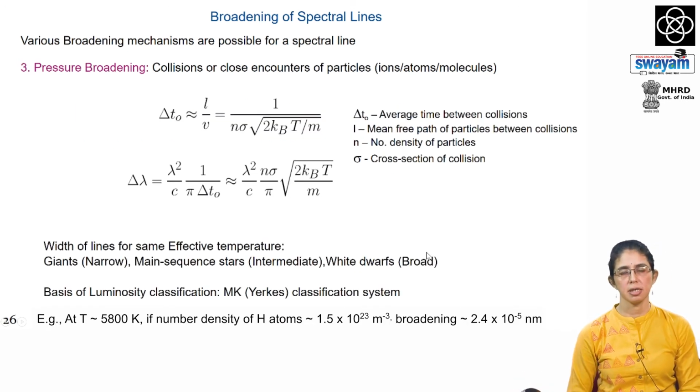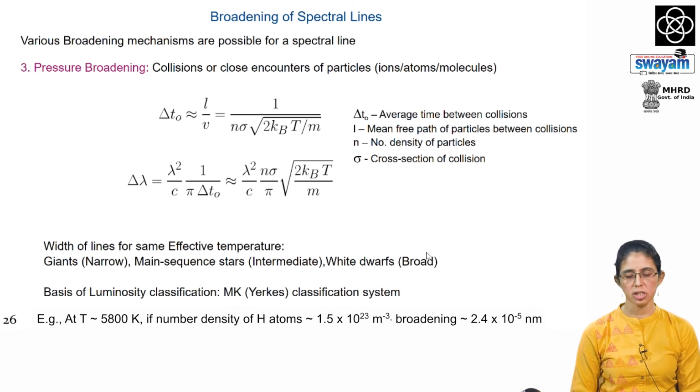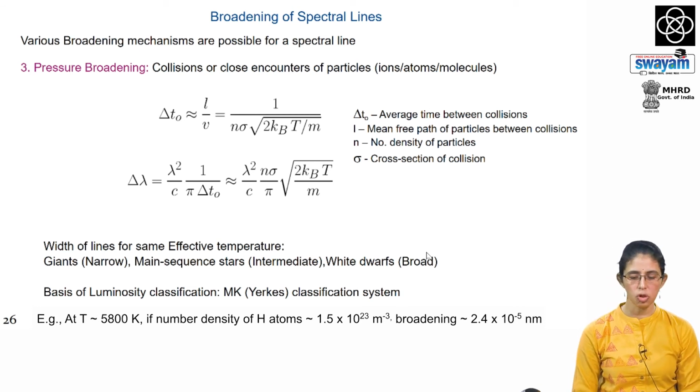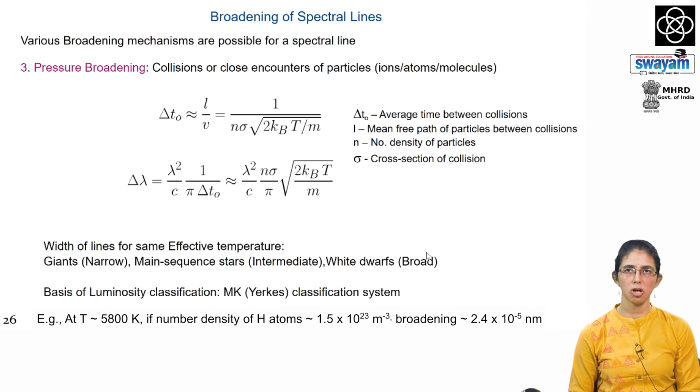If one wants to estimate the effect of the pressure broadening using heuristic considerations, then one can consider the average time between two collisions to be the ratio of the mean free path of the particles to the velocity of the particles. Mean free path is the average distance that the particle travels between two collisions, and this can be considered to be 1 by n sigma, where sigma is the collision cross section and n is the density of the particles. One can take v to be the most probable velocity, that is root 2 kBT by m.